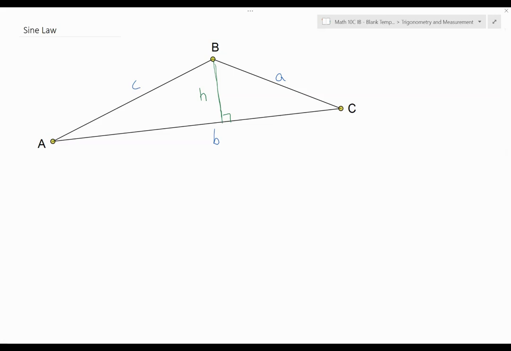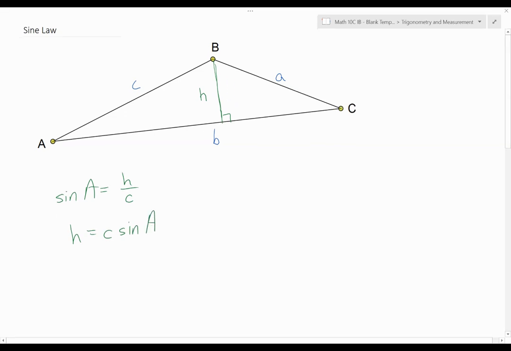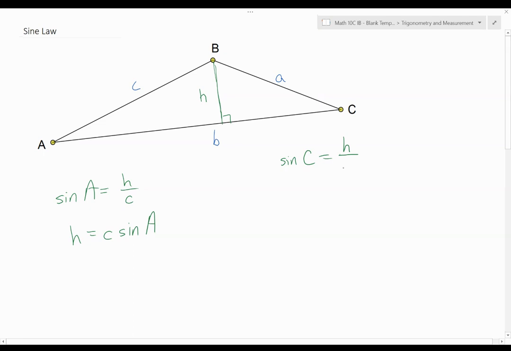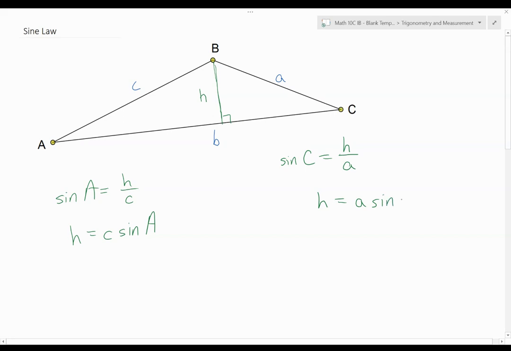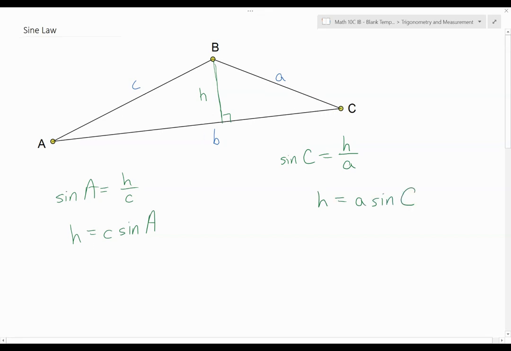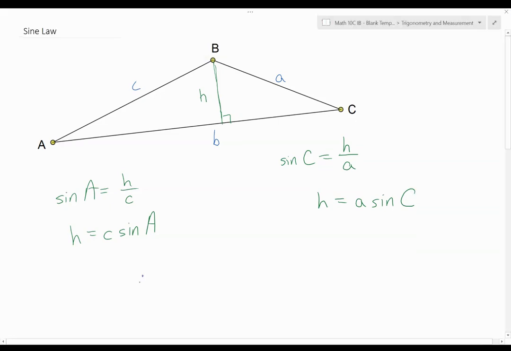In the right triangle on the left, I know that the sine of A is equal to h over c. Or put another way, h equals c times the sine of A. I also know that in the triangle on the right, the sine of C, because that's a right triangle, equals the opposite, which is h, over the hypotenuse, which is a. Or, put another way, h equals a sine C. Now, since h is the same h in both of these triangles, what that means is that c sine A has to be equal to a sine C because they're both equal to h.